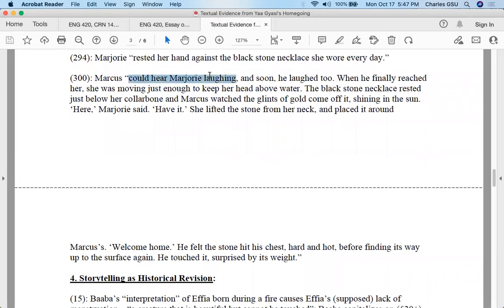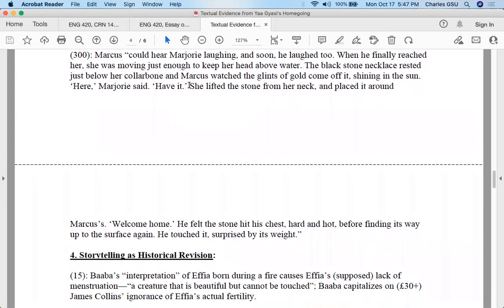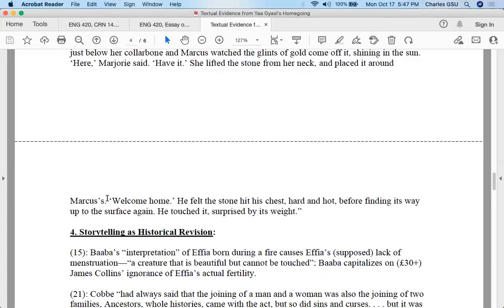Marcus could hear Marjorie laughing, and soon he laughed too. When he finally reached her, she was moving just enough to keep her head above water. The black stone necklace rested just below her collarbone, and Marcus watched the glints of gold come off it, shining in the sun. Here, Marjorie said, have it. She lifted the stone from her neck and placed it around Marcus's. Welcome home. He felt the stone hit his chest hard and hot before finding its way up to the surface again. He touched it, surprised by its weight.